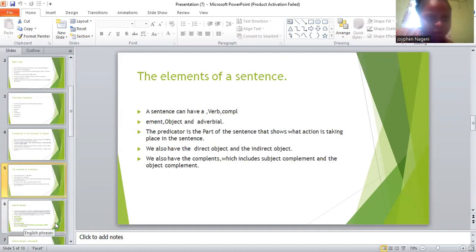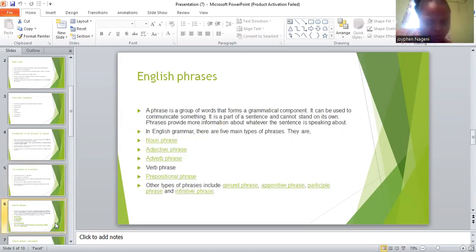I go to topic 6. English phrases. A phrase is a group of words that forms a grammatical component. It can be used to communicate something. It is a part of a sentence and cannot stand on its own. Phrases provide more information about whatever the sentence is speaking about.